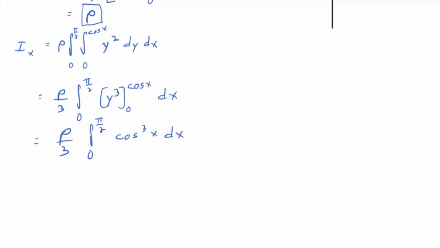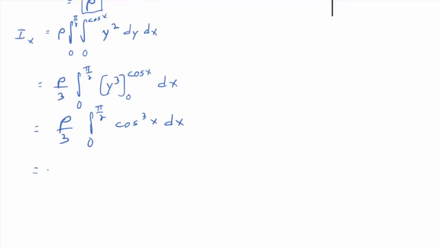But there's a technique for integrating this thing. We're going to save a factor of cosine. This is a technique you learn in calculus too. If you have an odd power of cosine or sine, save a factor of the base. In this case, the base is cosine of x. So I'm going to save a factor of cosine of x to be part of my du. I'm going to use u substitution here, and then replace cosine squared with 1 minus sine squared.